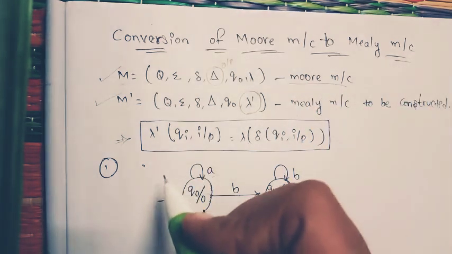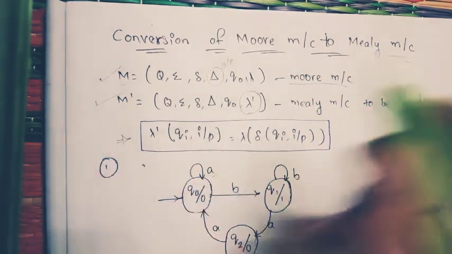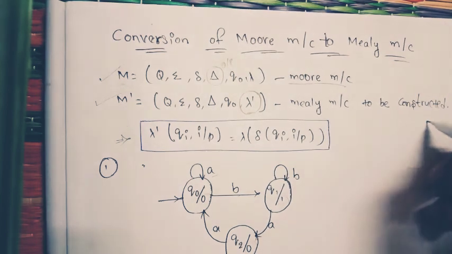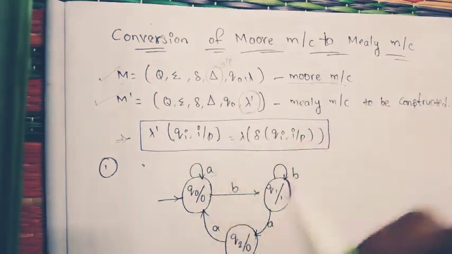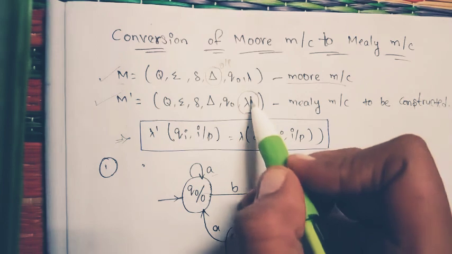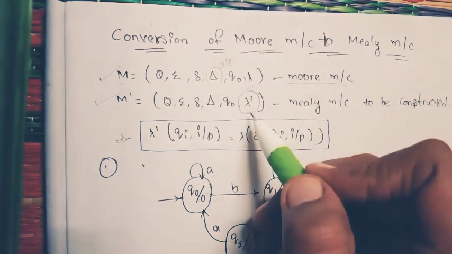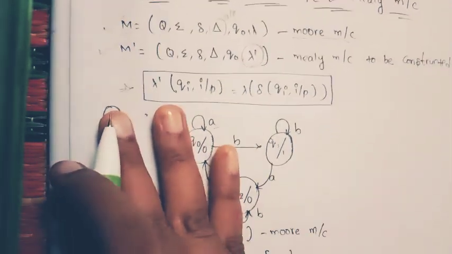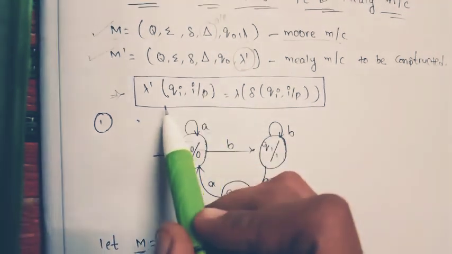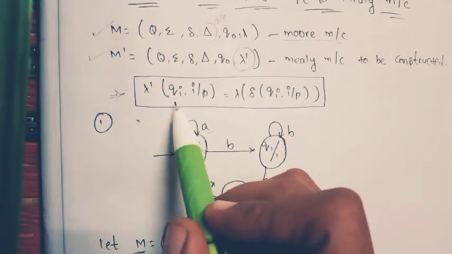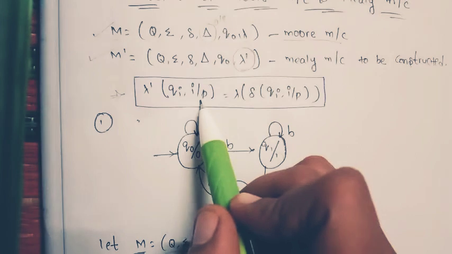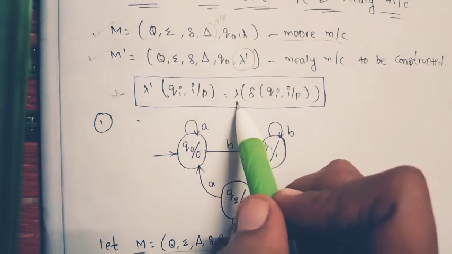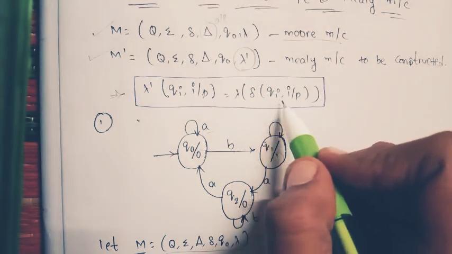Then in the second step, we need to construct the M dash. M dash means it is the Mealy machine we need to construct. There is only one change, guys, that is lambda dash. Here we just find the lambda, and here we need to find the lambda dash. See guys, how to compute the lambda dash? Lambda dash is very simple. This is the qi, that means any state, and this is the input symbol, that equals lambda of delta, I mean small delta of qi comma input symbol.